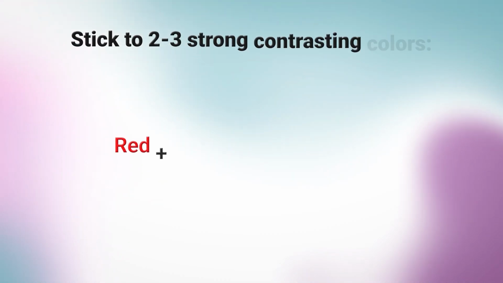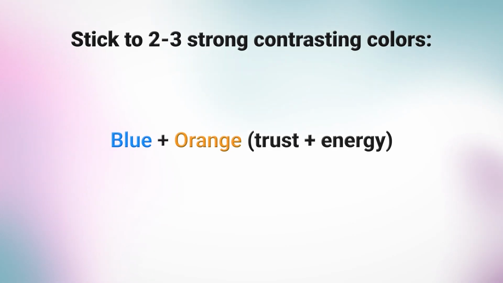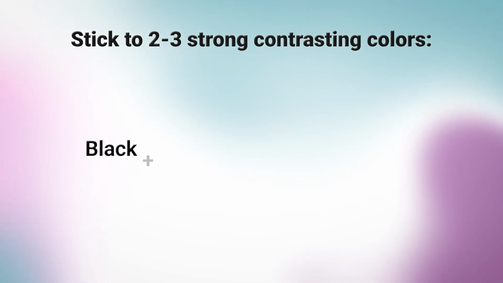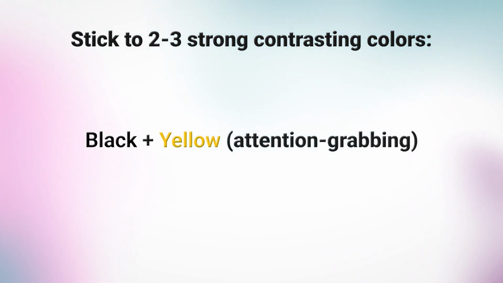Use bright backgrounds when possible. We split tested this and the bright backgrounds always outperform the dark ones. So stick to 2-3 strong contrasting colors. For example, red plus green shows transformation. Blue and orange creates trust plus energy. Black and yellow is attention grabbing. I love yellow, especially when it comes to thumbnails, it's actually performing really, really well. Now don't mix 5-6 different colors because it makes it look really messy. Try to make colors work together to tell the story visually.